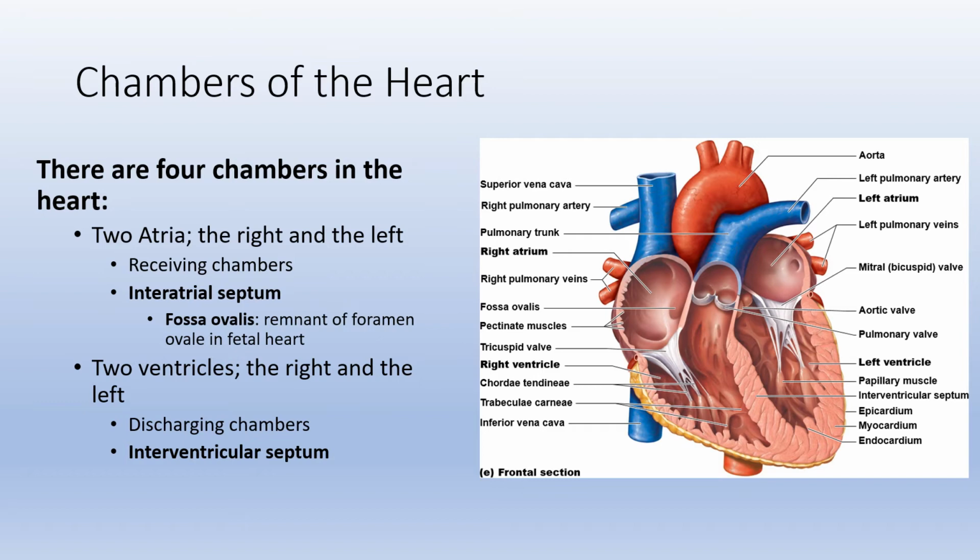The two more inferior chambers now, much larger, include the right ventricle and the left ventricle. The ventricles are the discharging chambers. When the heart beats or contracts, blood leaves the heart from the ventricles. There is a thick wall separating the ventricles, known as the interventricular septum. There is never any mixing of blood between the right side and the left side of the heart.